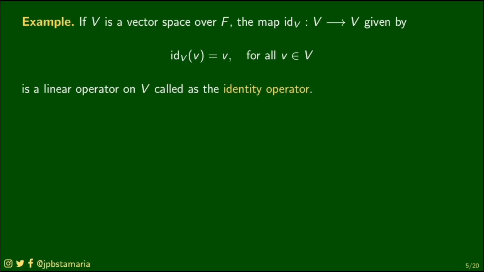This mapping is also a linear transformation and therefore a linear operator on V, because we have the same departure space and arrival space. This linear operator has a name. We call this the identity operator. You can check as an exercise that the identity operator is really a linear operator on V by proving that equations L1 and L2 are satisfied.